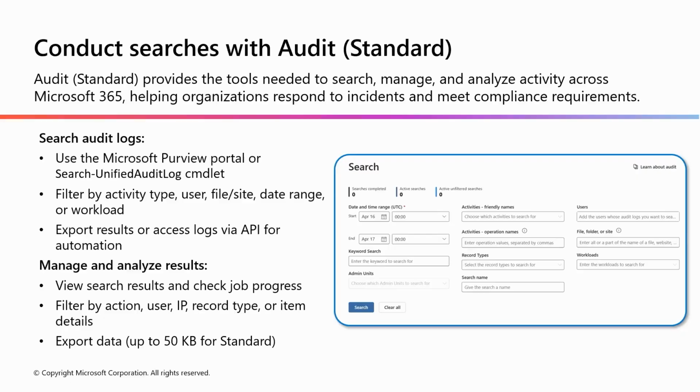I want to dive into a couple of areas around the differences between standard and premium, and also just cover a few other feature sets that are available within the audit stack. Now, standard is primarily designed for places where you need to do basic investigations. It's got a 50 kilobyte export limit, so think, is a user opening a file at a certain time, or is a user signed in at a particular location, or when was this document shared? We have a number of different filter options, but it's designed for focused queries.